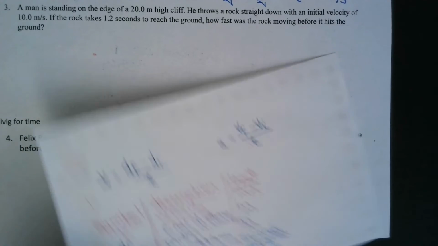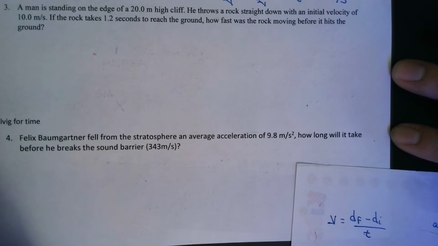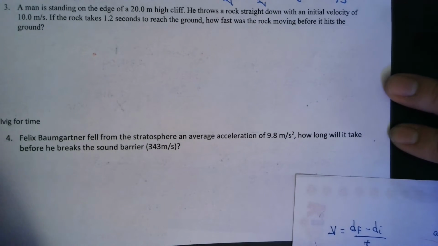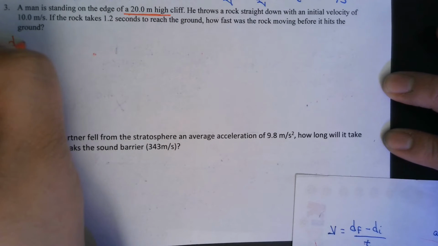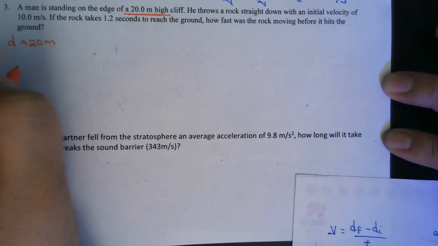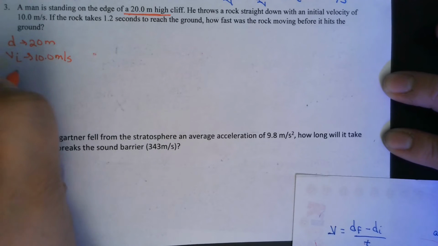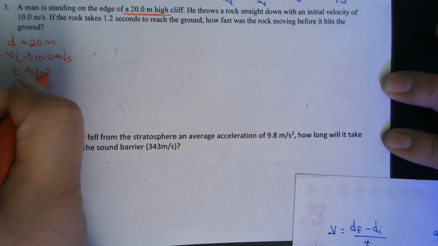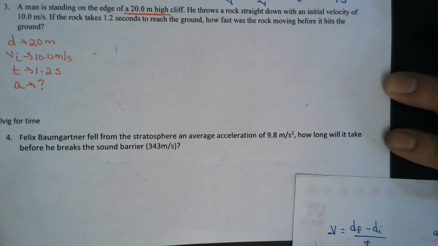Keep your note card handy because we're still going to be using this to determine what each of these numbers are. It says here that a man standing at the edge of a 20-meter high cliff. So distance is 20 meters. Throws a rock straight down with an initial velocity of 10 meters per second. If the rock takes a total time of 1.2 seconds to reach the ground, how fast was this moving?